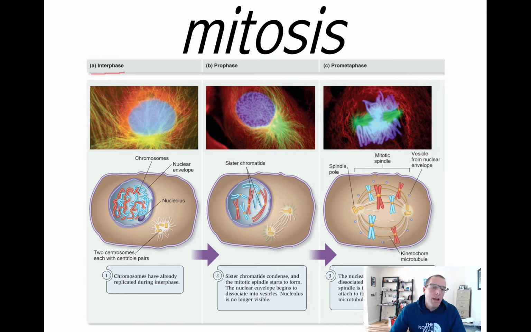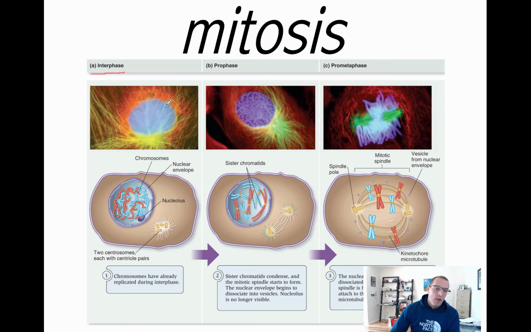So what we're going to look at in each of these stages of mitosis, once we've done interphase here, is we will look at what the DNA is doing, so the chromosomes and what they're doing. We're going to look at the nuclear envelope, and we're going to look at the microtubules, and we'll look at some structures called the centrioles, or maybe we just call them centrosomes, which are composed of centrioles.